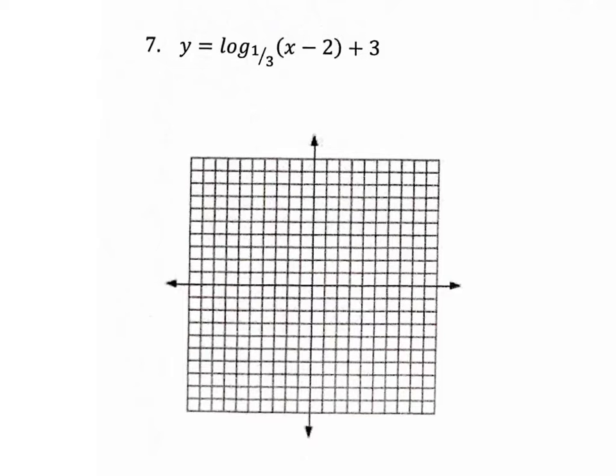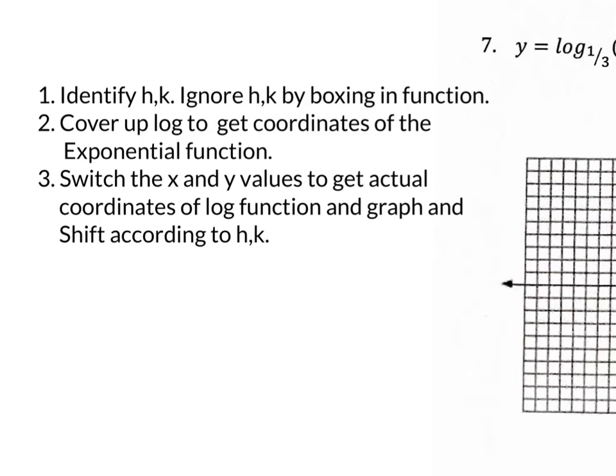So the steps would actually be, I know you guys love steps, right? That way you could just follow them without thinking. Step 1, identify h and k, ignore h and k by boxing in the function. Step 2, cover up the log, get coordinates of the exponential function, which we know is technically our inverse of that logarithmic function. And then switch x and y values to get the actual coordinates of the log function and graph and shift according to h and k. So it is a lot, but your steps are right there.